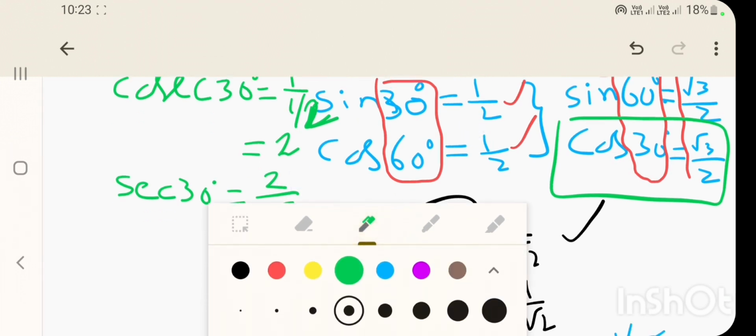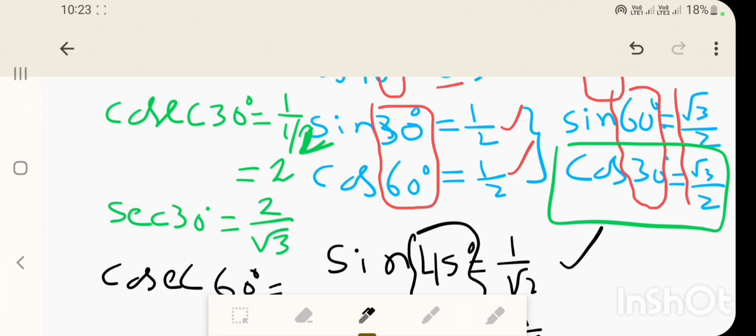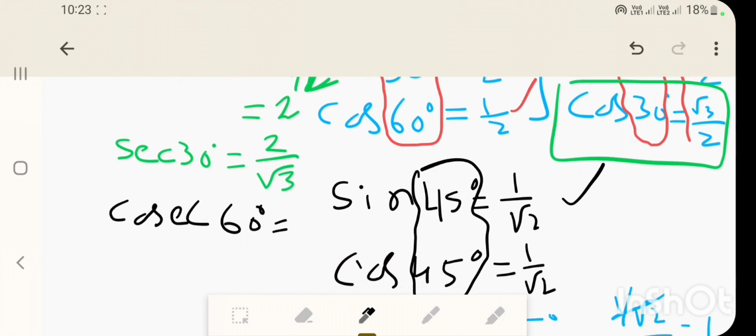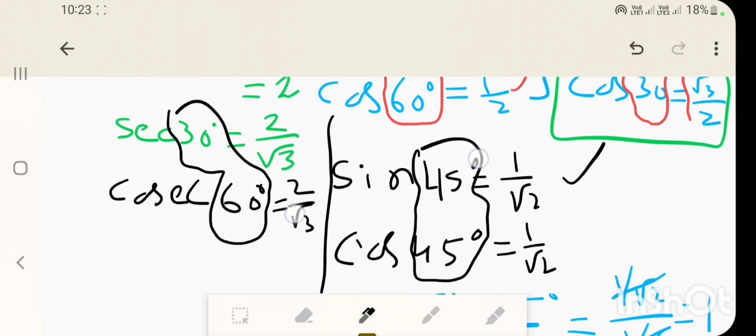Similarly, we have the value for cosecant 60 degrees. Cosecant 60 is nothing but 1 by sin 60, and here sin 60 is root 3 by 2, so cosecant 60 is 2 by root 3. Here also, if you observe, secant 30 and cosecant 60 are the same. Okay.